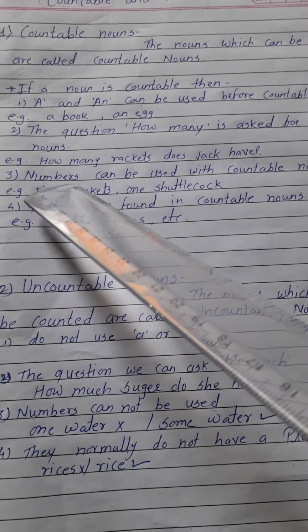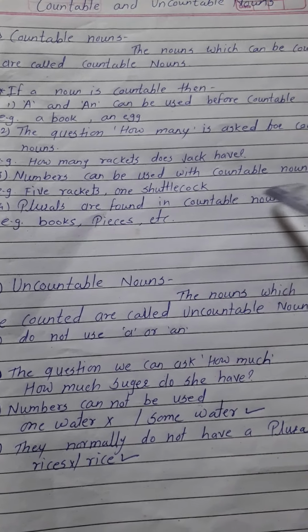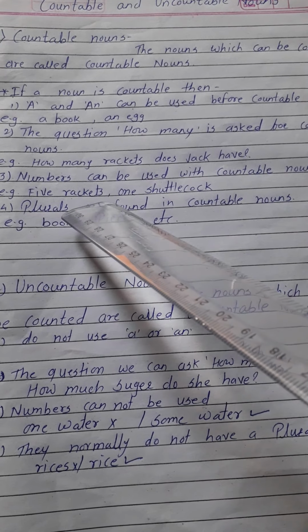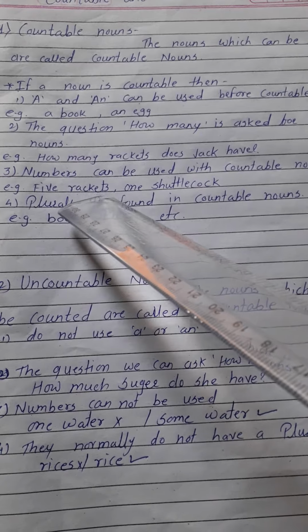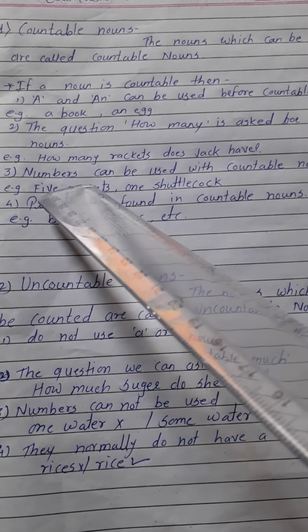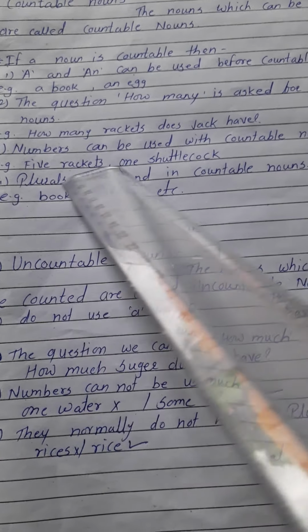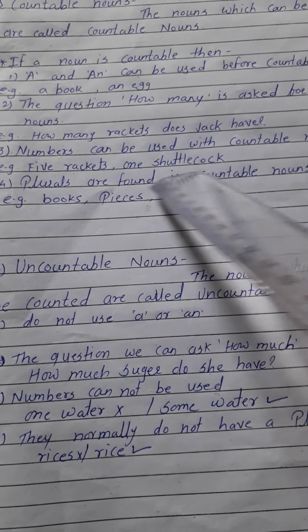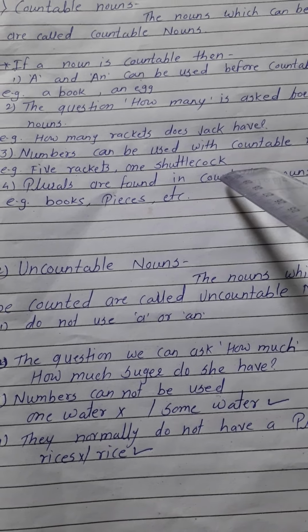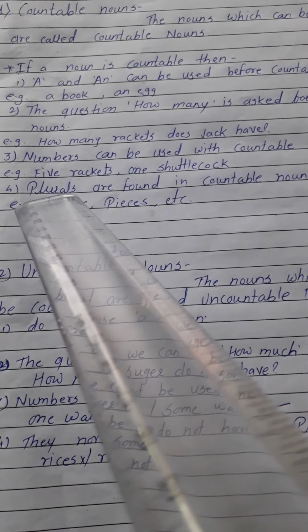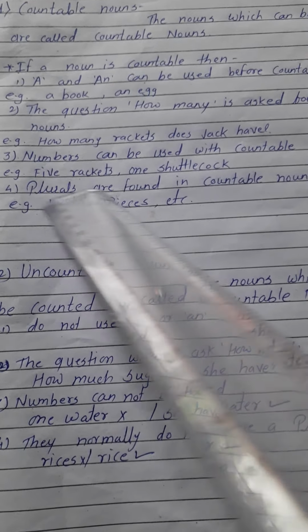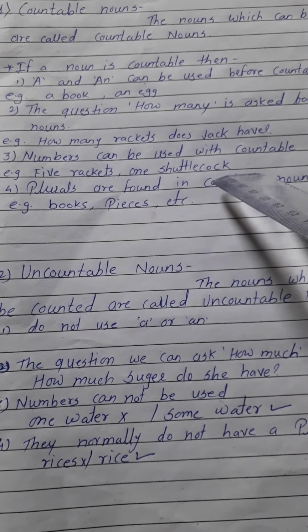The third rule is that numbers can be used with countable nouns. If we want to count the nouns, we can use numbers. For example, here are given 5 rackets, 1 shuttlecock, 2 eyes, 2 ears. This way we can use numbers for countable nouns.